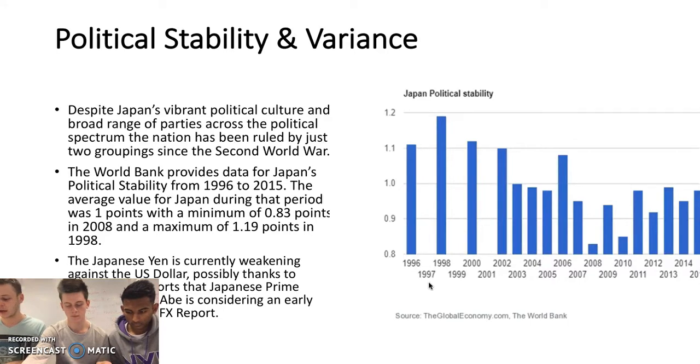While this is unlikely in a first world country, we can still assess the effects that politics has on the economy. Japan's government is relatively stable, being ruled by only 2 groups since the Second World War. The World Bank rates Japan's political stability as very stable. Daily effects has observed that the Japanese yen is currently weakening due to reports that the Prime Minister is considering an early election.